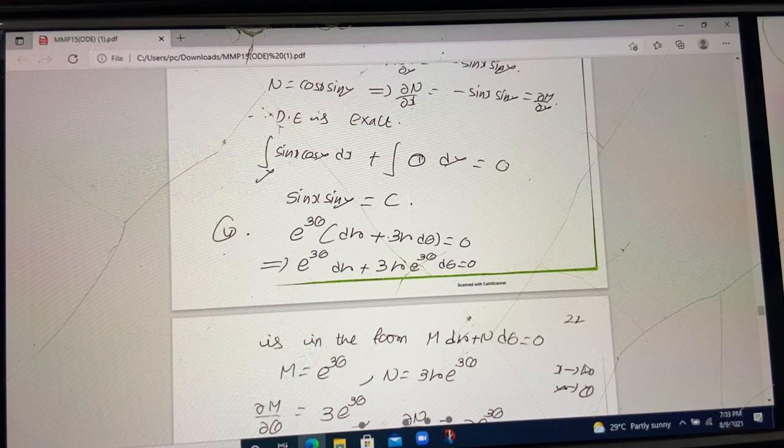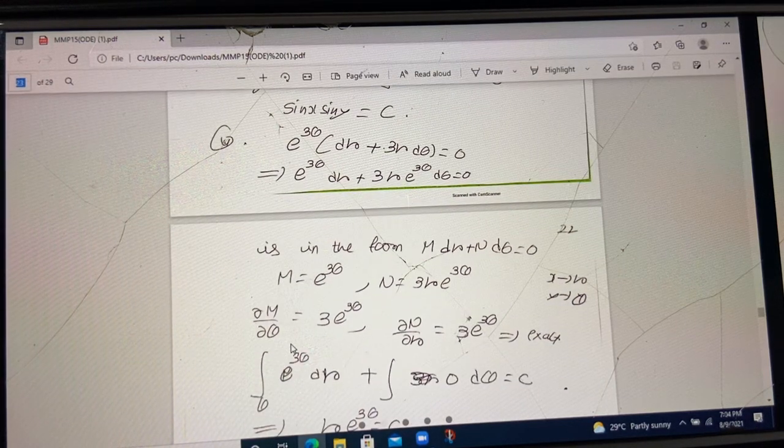So let us apply. This is in the form m dr plus n d theta equal to 0. Earlier the dx coefficient we took as m, now the dr coefficient is m and the d theta coefficient is n. So m is e power 3 theta, n is 3r e power 3 theta. Now dou m by dou y, y means theta, so differentiate with respect to theta: 3 e power 3 theta. Dou n by dou x, x means r, so dou n by dou r. Dou by dou r of r is 1, so 3 e power 3 theta. It is exact.